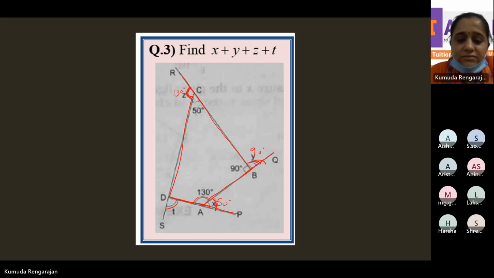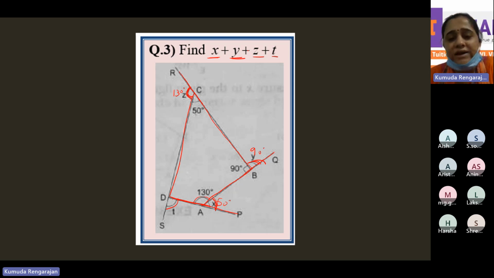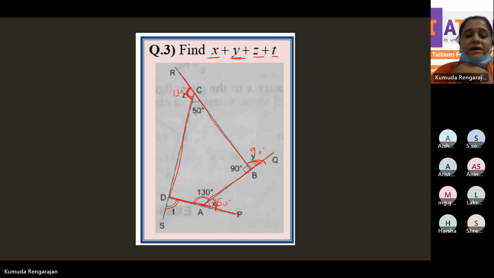Correct. In any polygon, the sum of all the exterior angles is equal to 360 degrees. Ma'am, we could even solve this question without the values. Correct. Because these are the four exterior angles. X, Y, Z, and T are the four exterior angles. So you can find x plus y plus z plus t. Meaning you can just answer this using the property. In a quadrilateral, the sum of all the exterior angles is equal to 360 degrees.